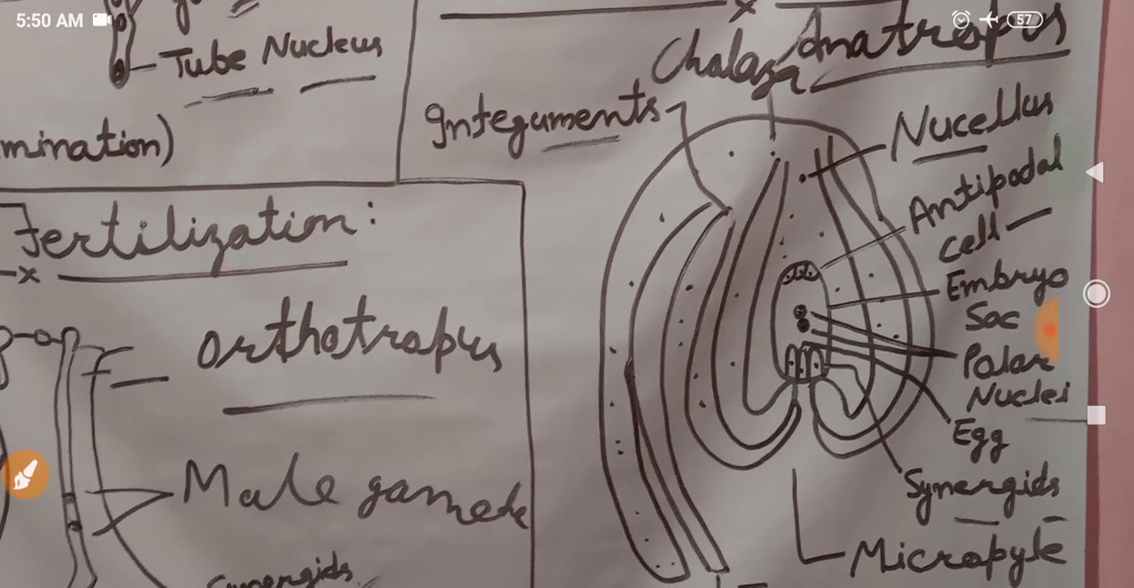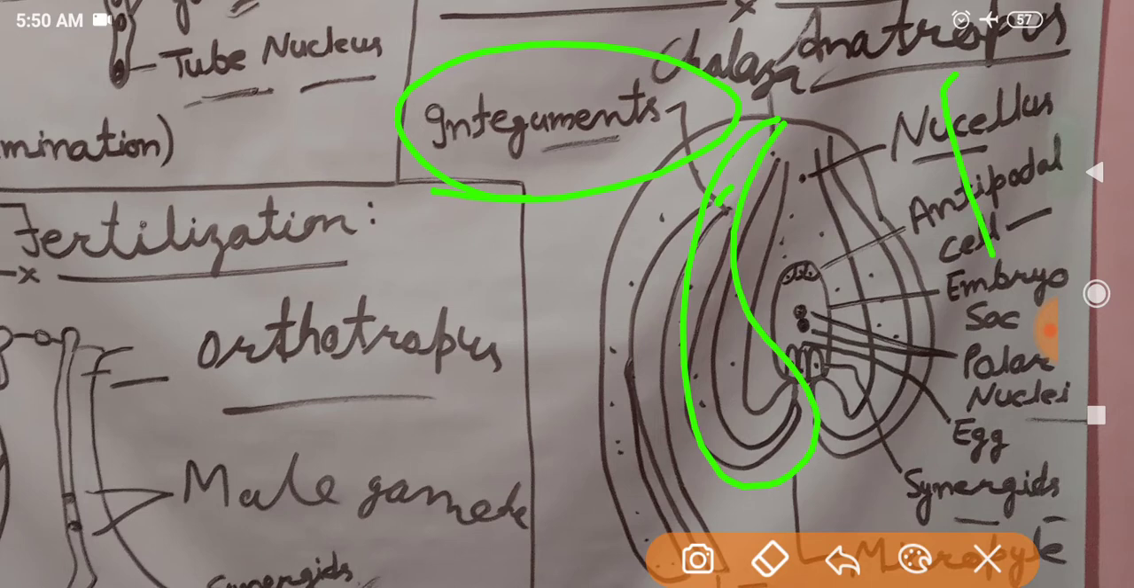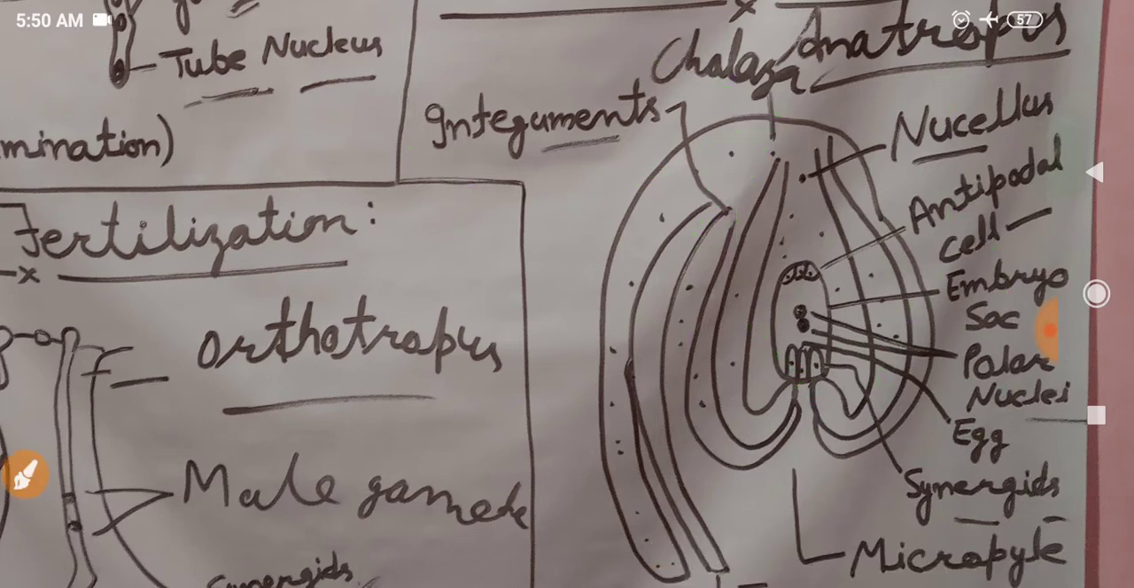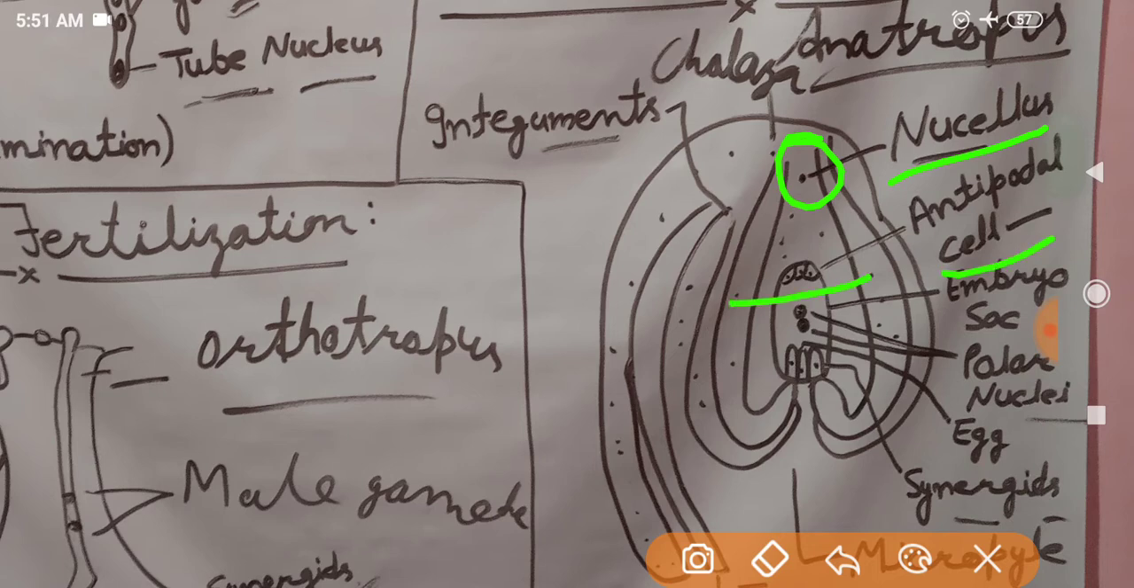Moving to the structures, first you can see the integuments. One generative nucleus is also found here, and three antipodal cells, and two synergids. These are the two synergids, and in between, one egg cell is found. This structure inside the ovule is known as the embryo sac, and the opening of the ovule is known as the micropyle.